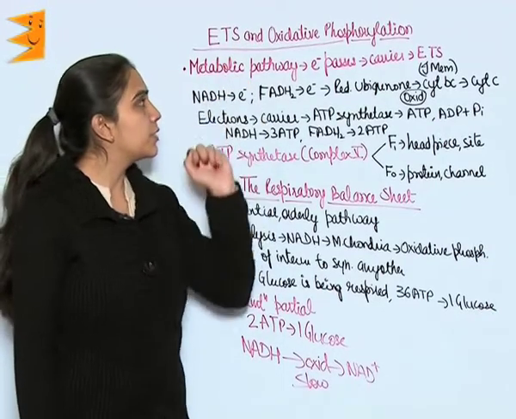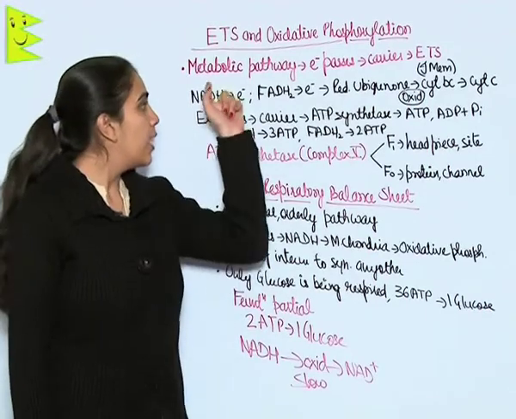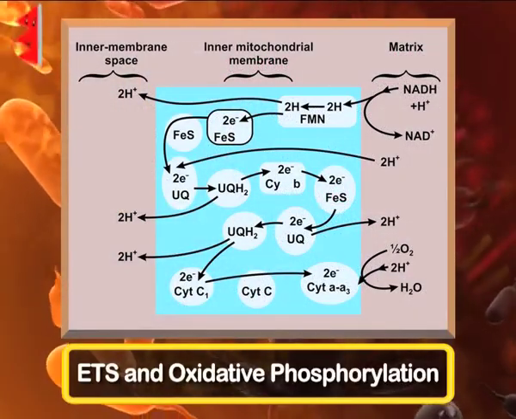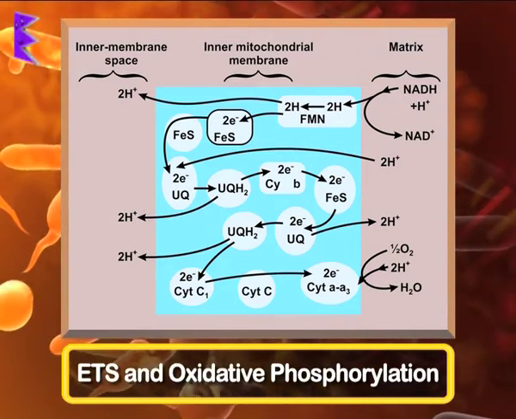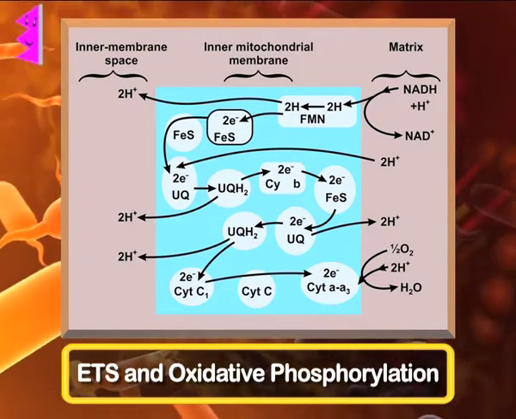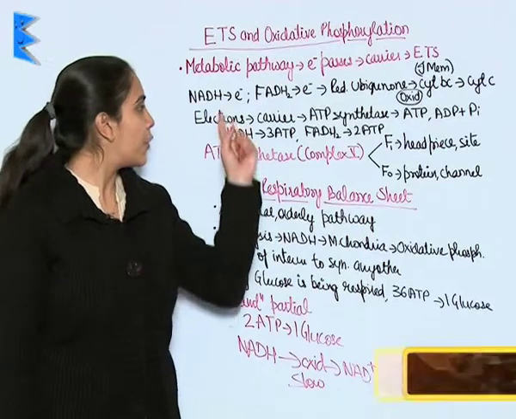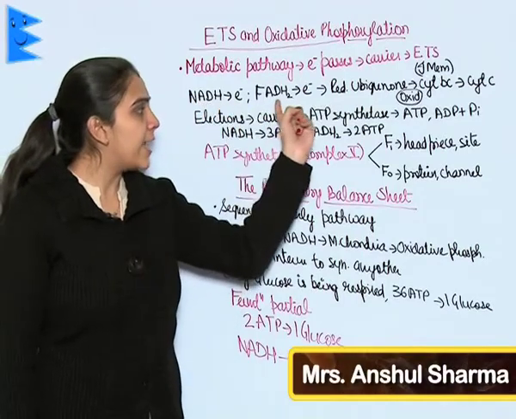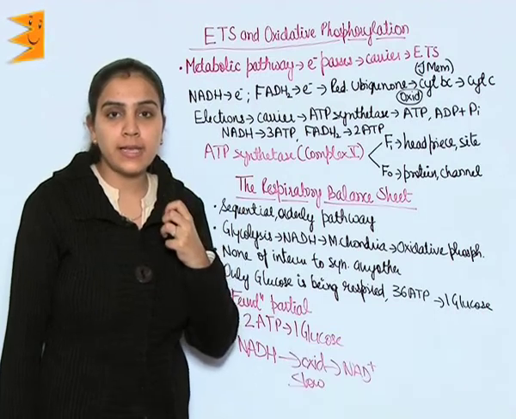Electron transport system and oxidative phosphorylation. Whenever in any metabolic pathway, an electron passes from one carrier to another carrier, it is known as the electron transport system. Now, electrons from NADH and FADH2 come from the citric acid cycle.